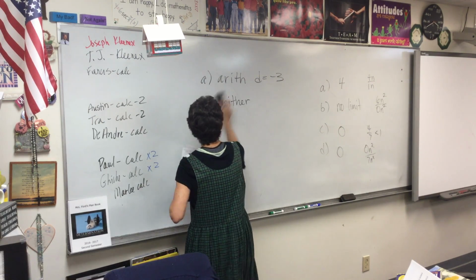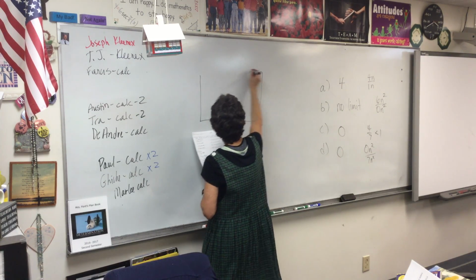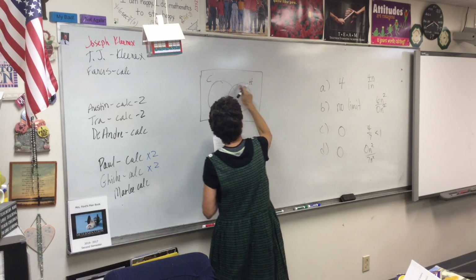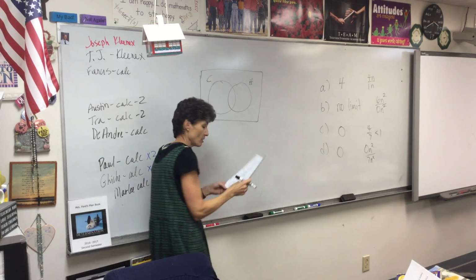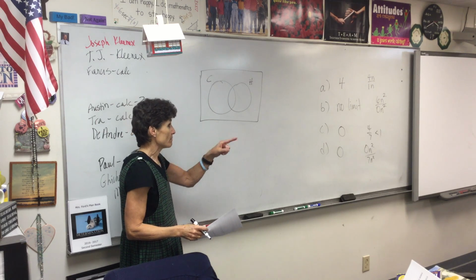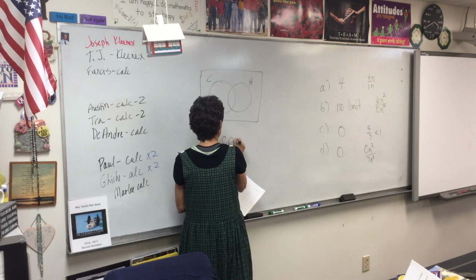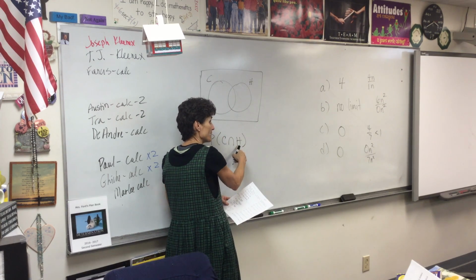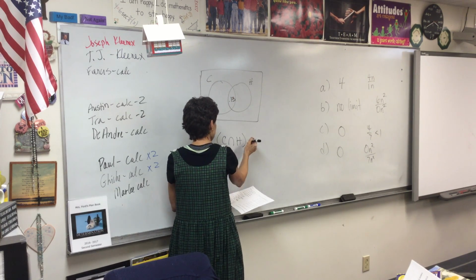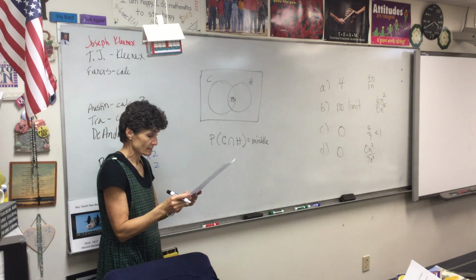Okay, now we got a probability question with a Venn diagram. So who remembers how we start this? We've got a C circle and an H circle that overlap. Who remembers how we start this? Okay, so first of all, we fill in the middle. And the middle is the thing that says, what's the probability of being in C and H? So that is 0.13. This is the middle. C and H, both circles.